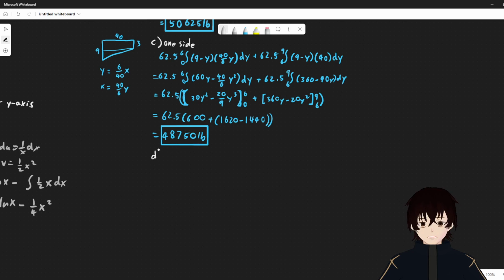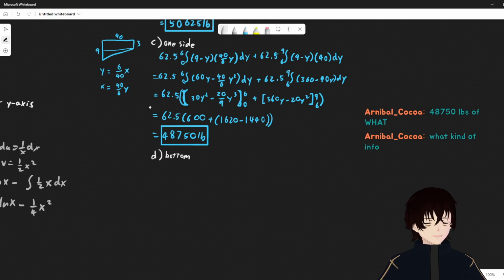Now we got the final question D, which is the bottom of the pool. 48,750 pounds of hydrostatic pressure. That's all I can tell you. It's how much force the water is putting on the side of the swimming pool. So next time you go to a swimming pool, just think about how tough the walls of the swimming pool have to be to withstand this amount of pressure. Well, it is diffused over a large surface area, but yeah.